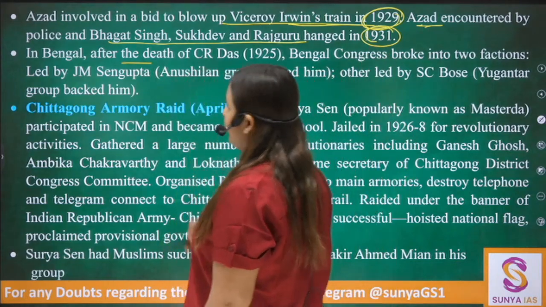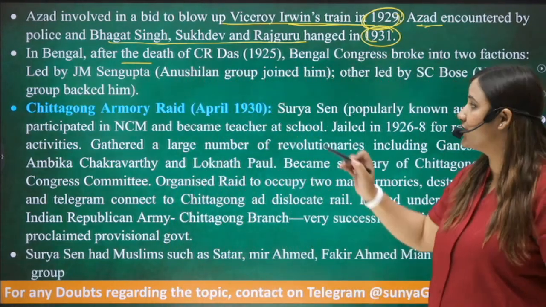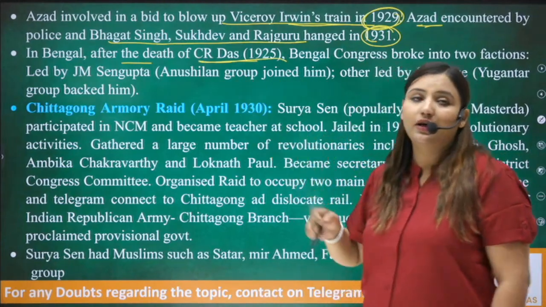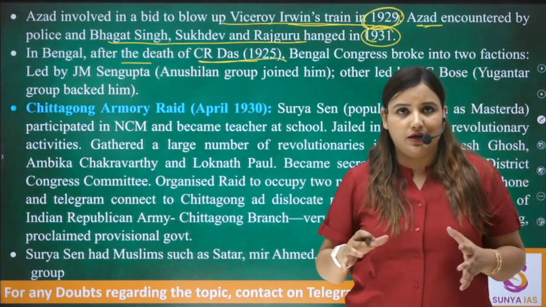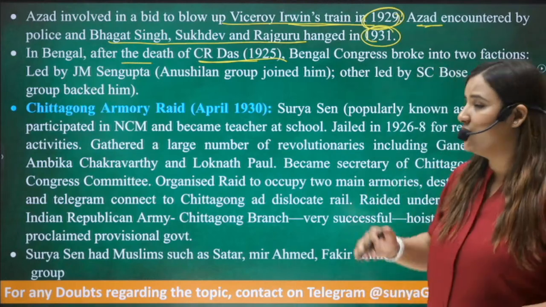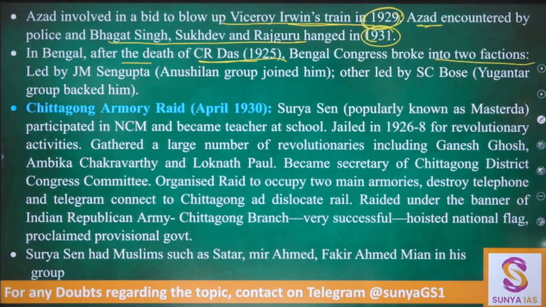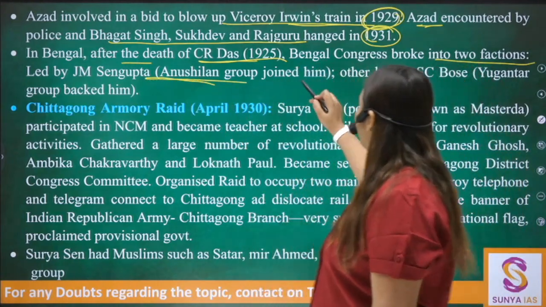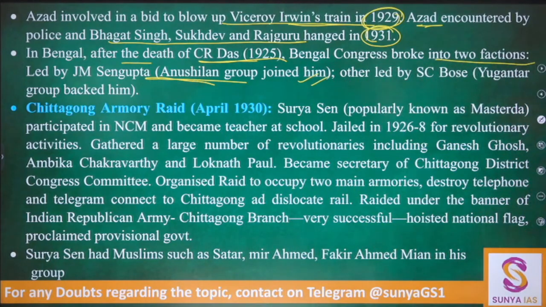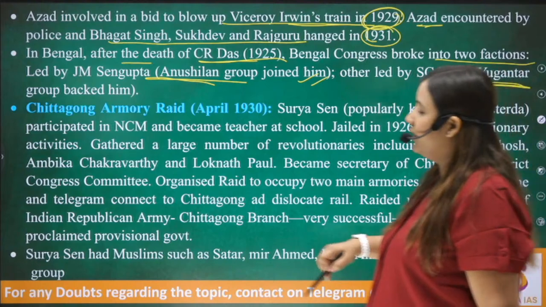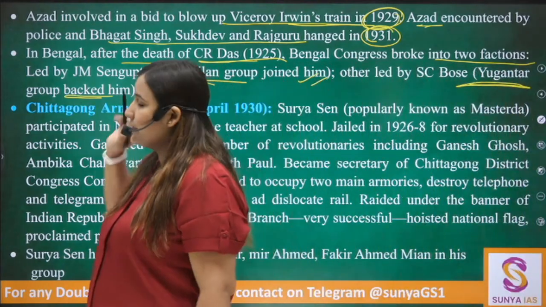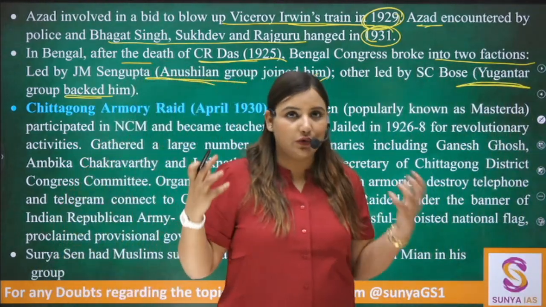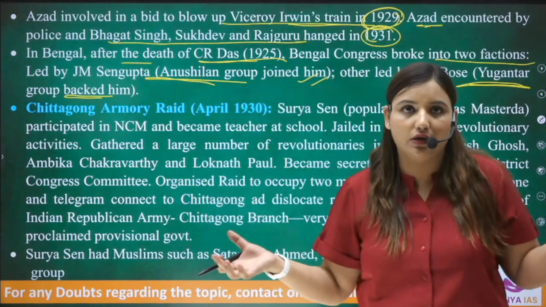If we talk about Bengal, after the death of C.R. Das in 1925, the leadership got divided. A lot of changes happened. So Bengal Congress broke into two factions. One was led by J.M. Sen Gupta, and the Anushilan Group joined him. The other was led by Subhash Chandra Bose, which the Yugantar Group backed. So just remember these two names, Anushilan Group and Yugantar Group.